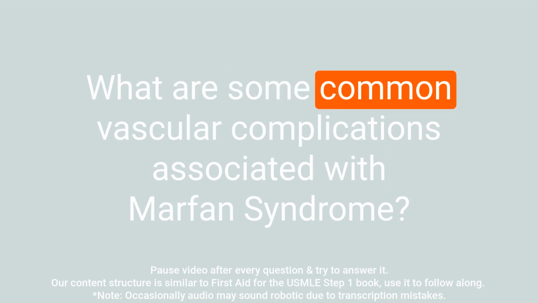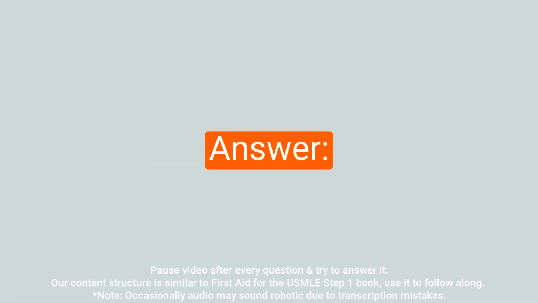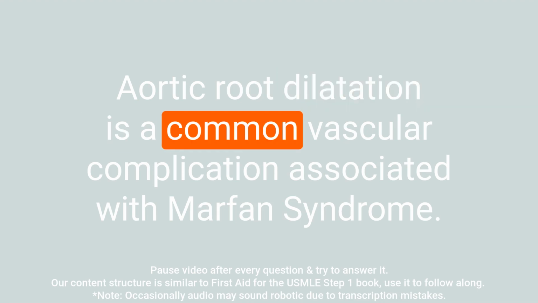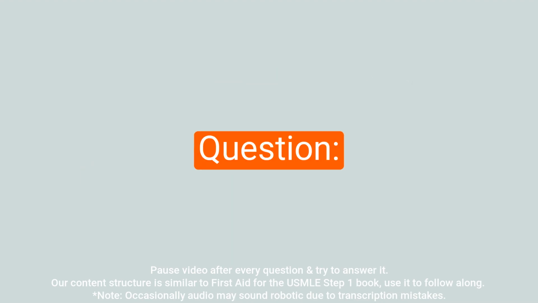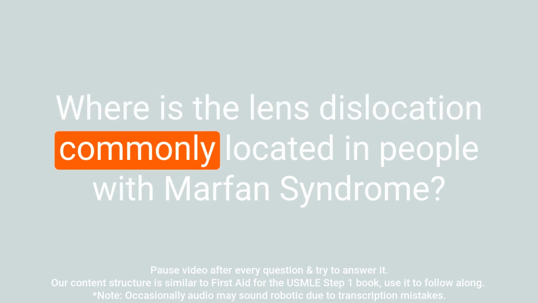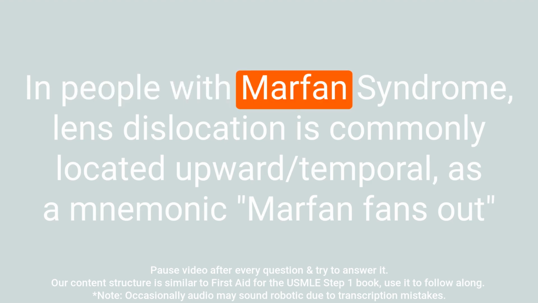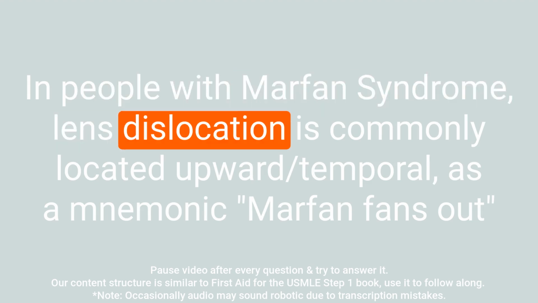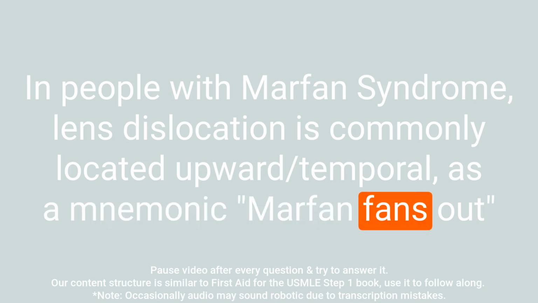Question: what are some common vascular complications associated with Marfan syndrome? Answer: aortic root dilatation is a common vascular complication associated with Marfan syndrome. Question: where is the lens dislocation commonly located in people with Marfan syndrome? Answer: in people with Marfan syndrome, lens dislocation is commonly located upward, temporal, as a mnemonic, Marfan fans out.